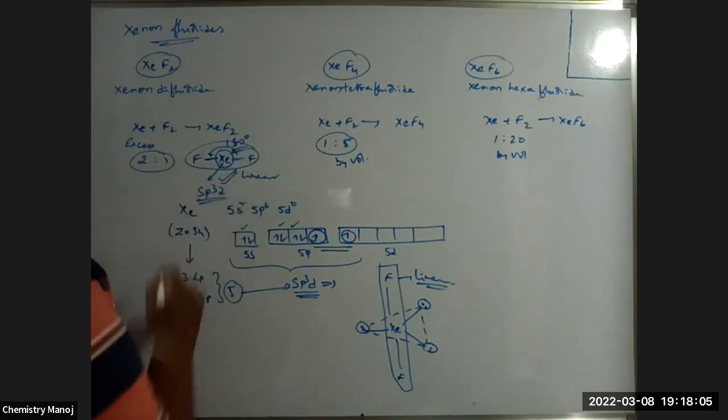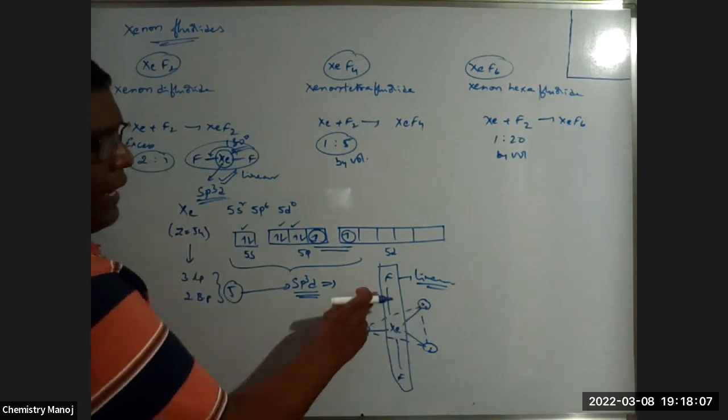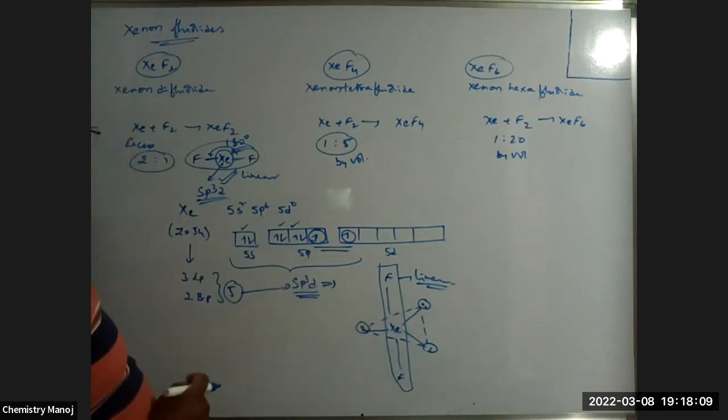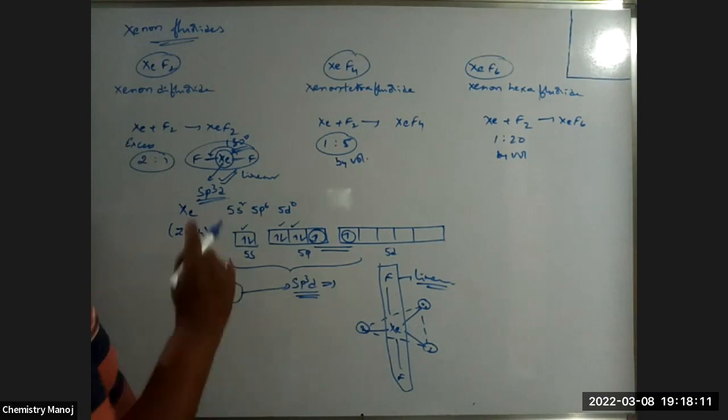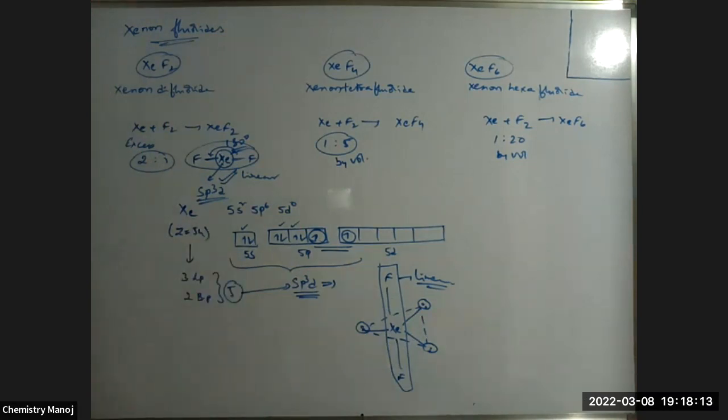So, xenon has how many pairs? 3 lone pairs and 2 bond pairs. That is the XeF2 case. So finally, tell me, what is the hybridization of xenon in XeF2?